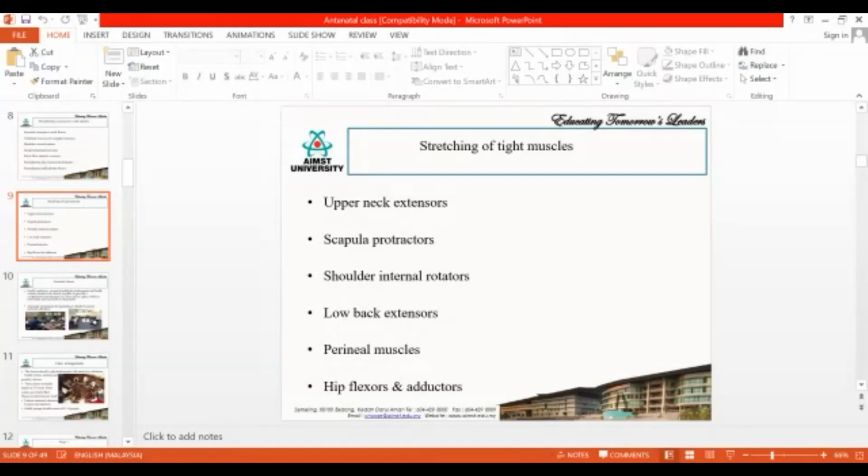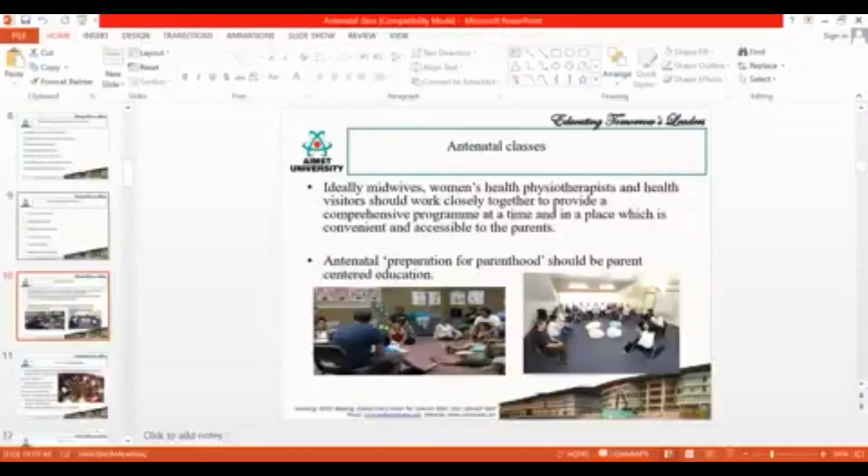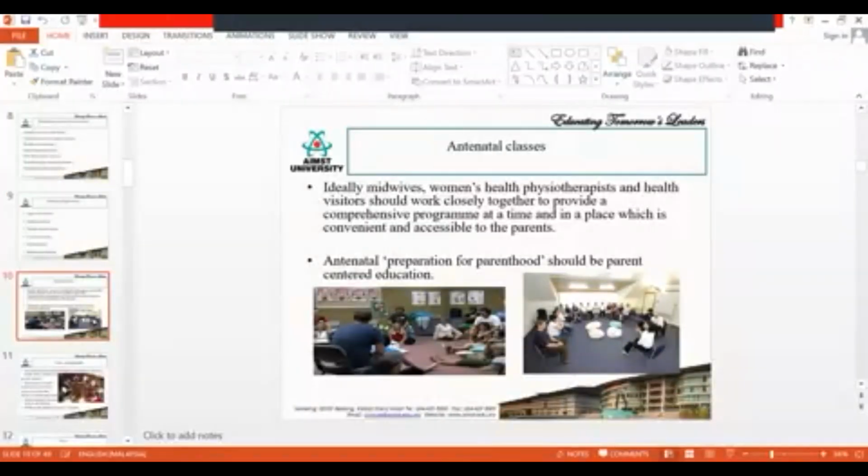So when you say antenatal, sometimes the patient may come to you with some problems so that you can assess them and you can give them the treatment. Sometimes you need to conduct an antenatal class. Okay, so when you say antenatal class, so normally the antenatal class is done.